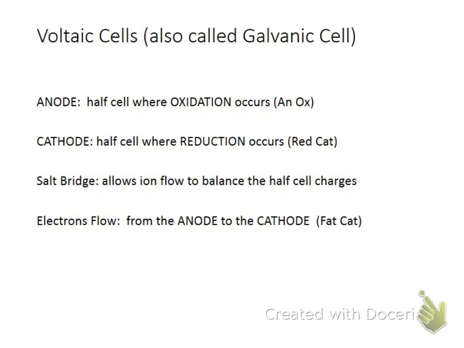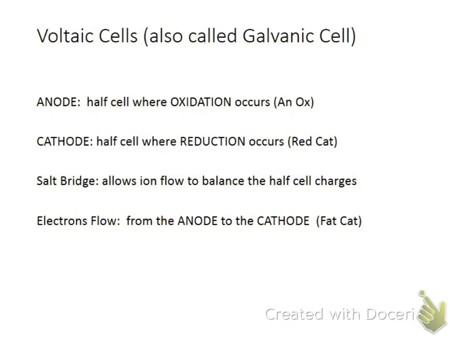unit for. When you're talking about a voltaic cell, the anode is where oxidation occurs. We remember that by saying an ox. The cathode is where reduction occurs, and we remember that with red cat for reduction at the cathode. There's a salt bridge, which allows the ions to flow. In the case of the video, that was the material between the copper and zinc that Volta did.